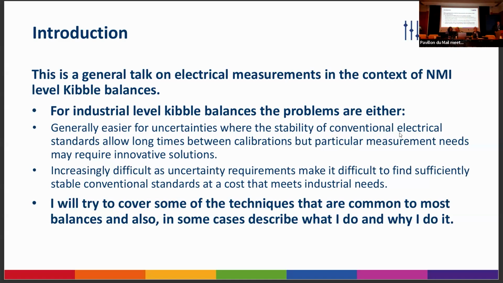I thought I'll also talk a little bit about industrial level balances as well as the other one, but not very much. Because effectively for industrial level balances, if you're working at uncertainties above 50 ppm, it's surprising you can do practically anything you like. And conventional electrical standards will allow you to make electrical measurements really quite easily. But generally what you want to do is keep the costs down.